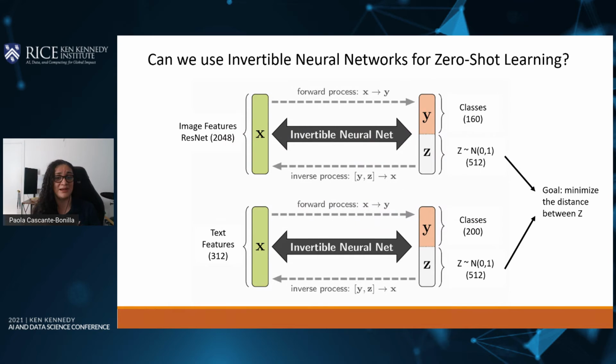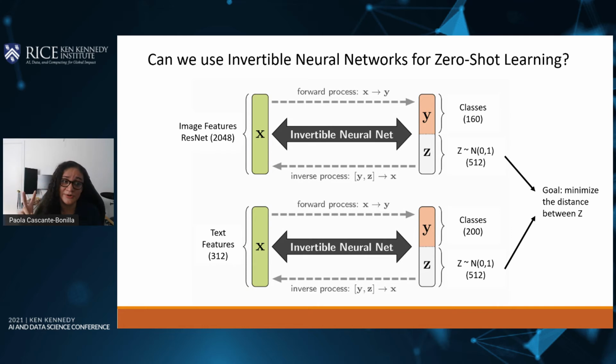So maybe a better description of this. Here I have the image features, ResNet 2048 features. We have the text features, 312. The vector representation of those.